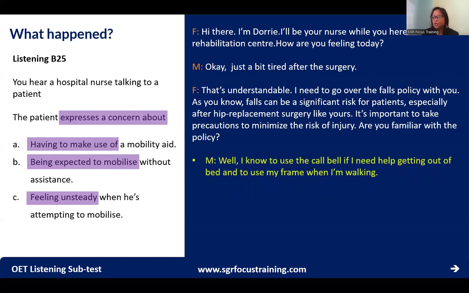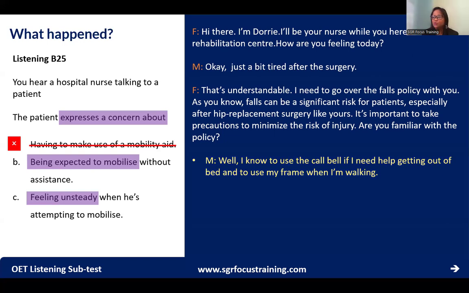So the patient said, "Well, I know to use the call bell if I need help getting out of bed and to use my frame when I am walking." So he says he knows how to use the call bell. Okay, that is something that can assist him if he needs to get out of bed. And he also knows how to use his frame. And a frame is a mobility aid. So if he knows how to use both of them, then that means that letter A is wrong. It is not his concern.